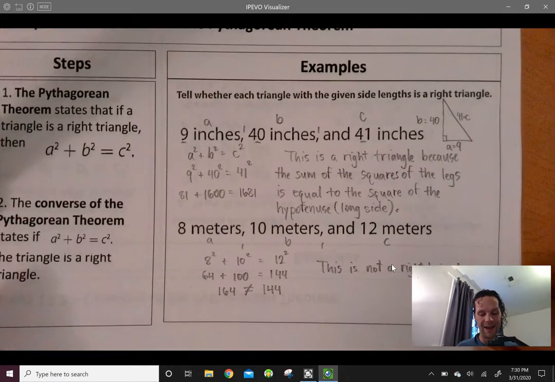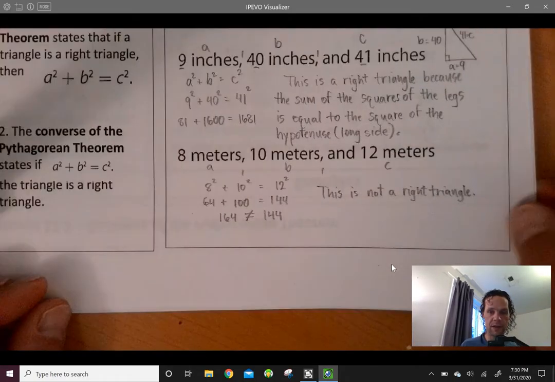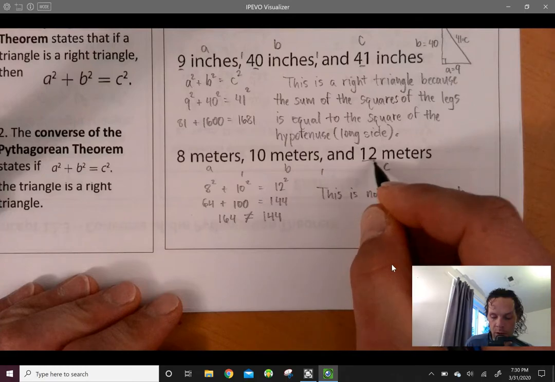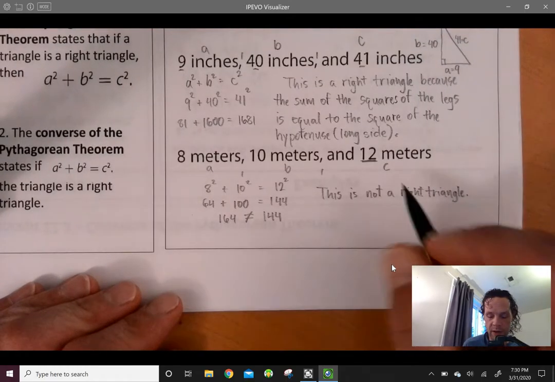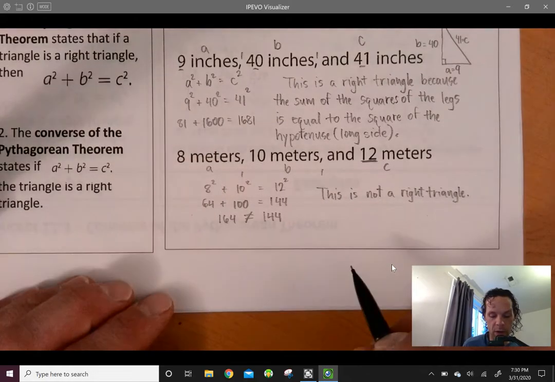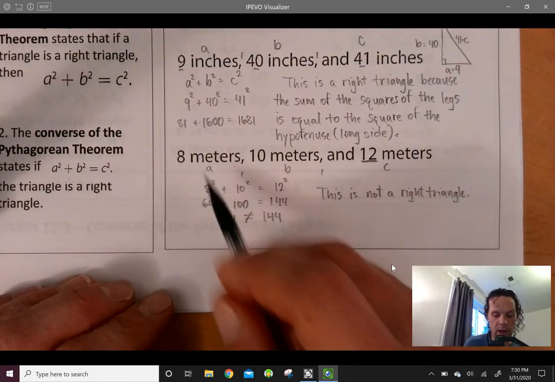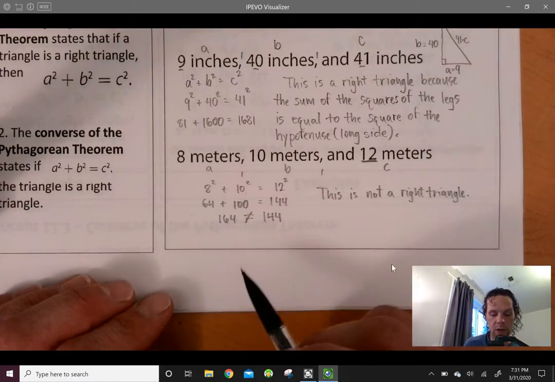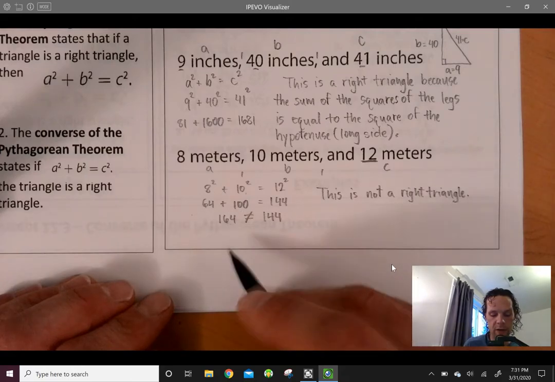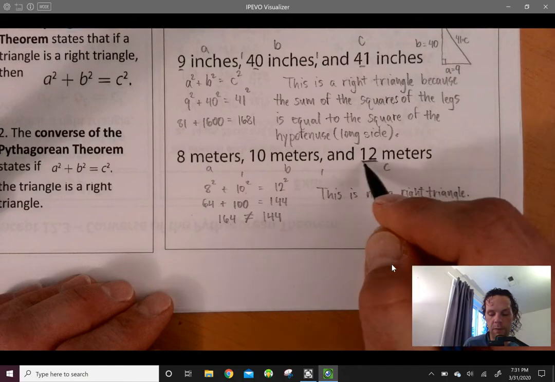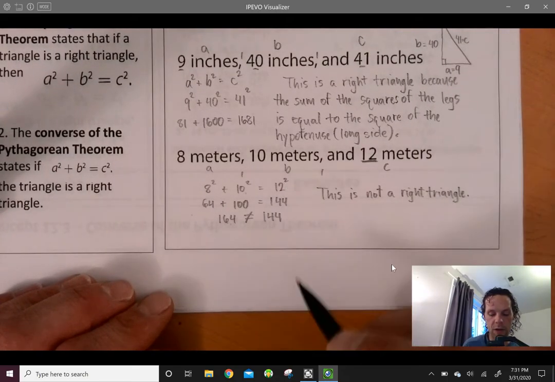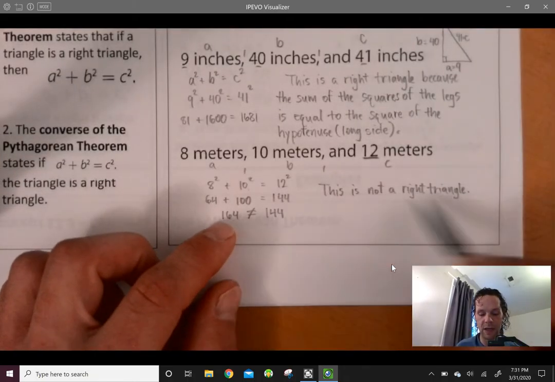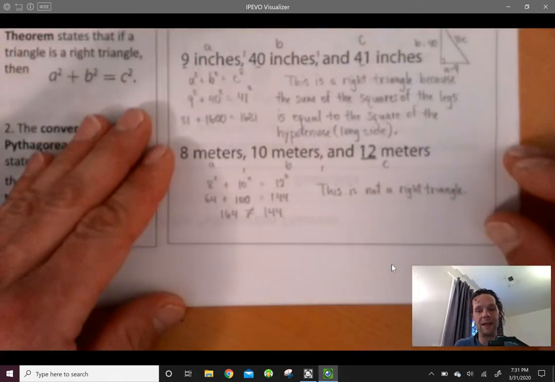And if we look at the next example to figure out if it's a right triangle or not, we're going to do the same thing, right? We know the long side right there, 12 meters, is going to be C. And these other ones don't really matter where I put them. Okay, we'll call A 8. 8 squared is 64. We'll call B 10. 10 squared is 100. And if I add those two together, I get 164. Well, my third side of the triangle is 12, and 12 squared, or 12 times 12, is 144. And those values are not equal, so this is not a right triangle. One of those angles is not 90 degrees.